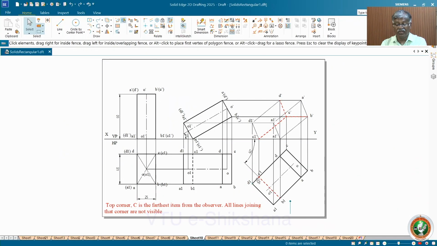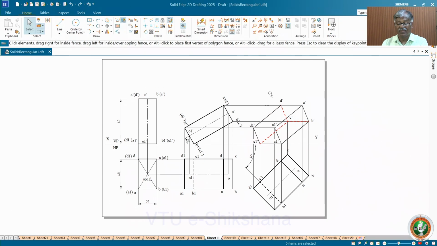Now in this type of case, the farthest item from you is the top corner C. So C is not visible. Definitely all the lines joining it within the boundary, not on the boundary, are not visible. You can use the farthest item from you method and work it out very easily. This C is not visible because it is the farthest item. Any number of lines connecting to it are not visible. That is C1C, BC, DC. All three lines are not visible. The rest of the lines are completely visible.